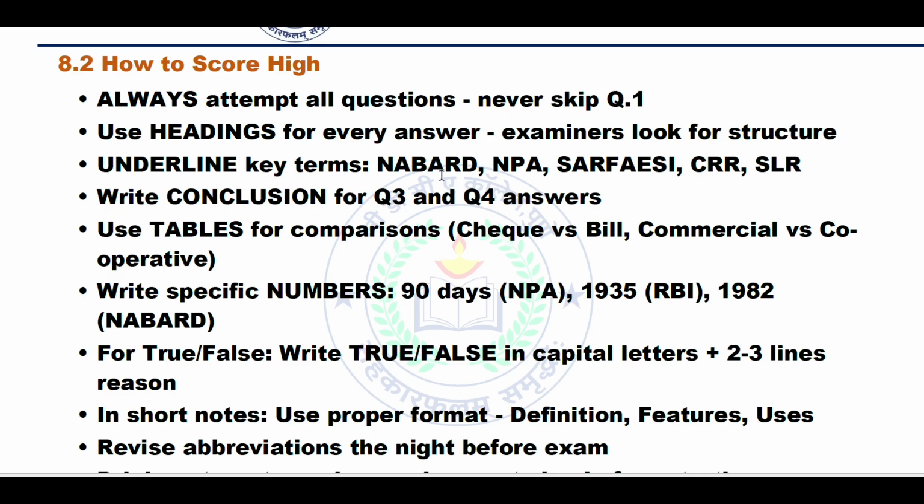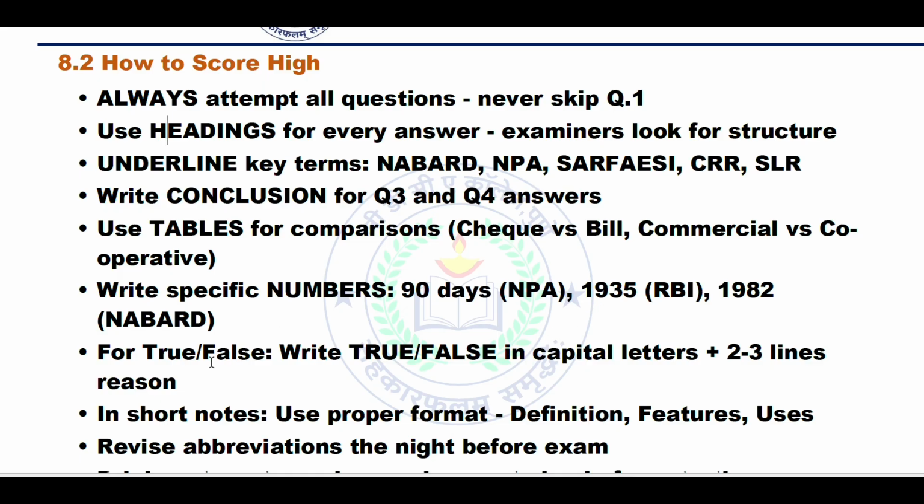Underline key terms like NABARD, NPA, SARFAESI, CRR, SLR, and their dates, whatever dates are there. Write a conclusion for question 3 and question 4, that is question 3 for 150 words and question 4 for 500 words. Use tables for comparison, like cheques versus bills, commercial versus cooperative banks. Always use a table for that, and also the basis on which you compare. Write specific numbers: 90 days for NPA, 1935 for RBI, 1982 for NABARD.